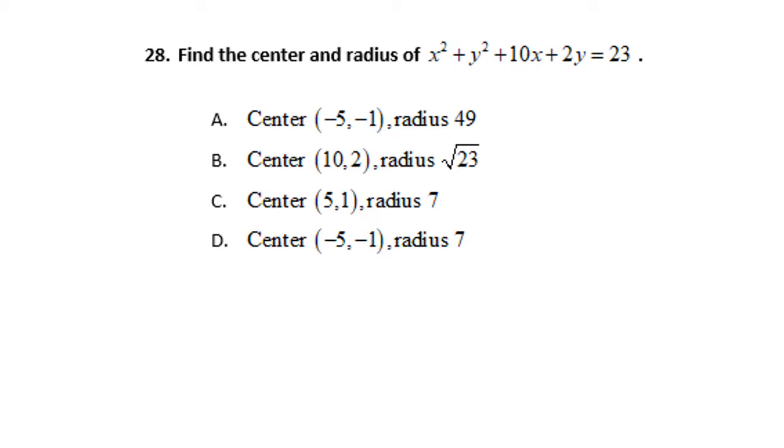Find the center and radius of x squared plus y squared plus 10x plus 2y equals 23. A, center negative 5, negative 1, radius 49. B, center 10, 2, radius square root of 23, C, center 5, 1, radius 7, or D, center -5, -1, radius 7.